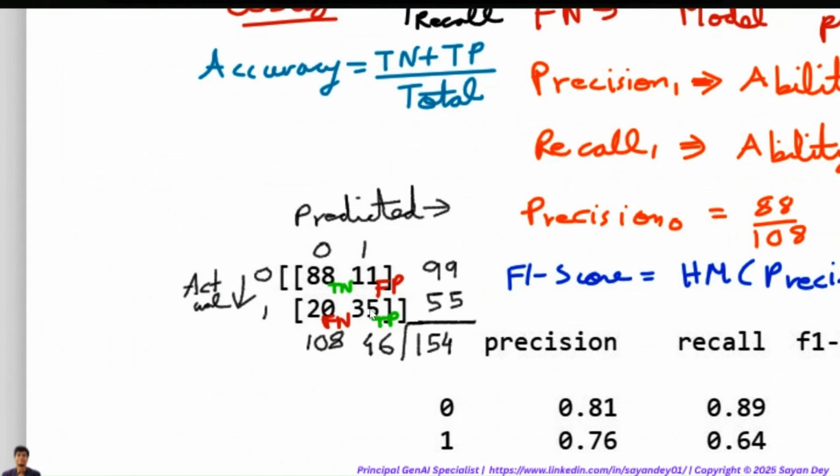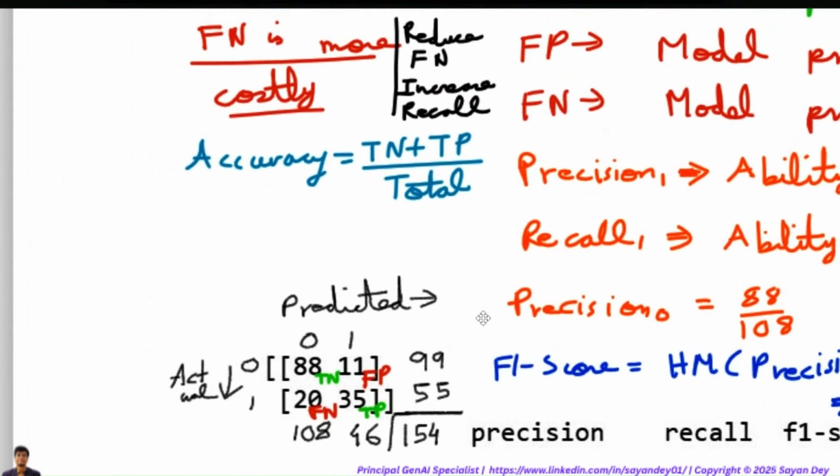So TN and TP are absolutely fine. In fact, whatever we were discussing all this while, like accuracy, the test accuracy, is nothing but TN plus TP by total. This is what we were working with all this while. We never looked at TN separately, TP separately. We were only looking at the accuracy metric. Now, what exactly is the accuracy metric? Accuracy is TN plus TP by total. Out of a total of 154 observations, there are this many correct negative predictions, 88, plus this many correct positive predictions, 35. That is how we understand the meaning of accuracy.